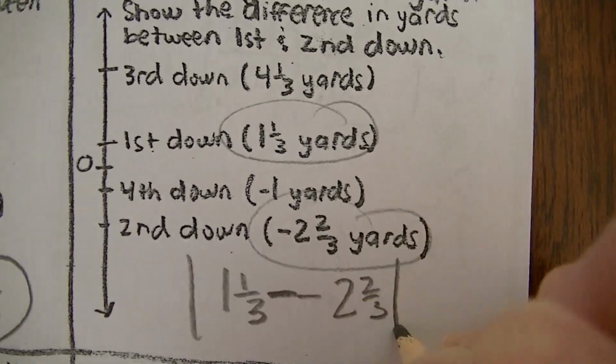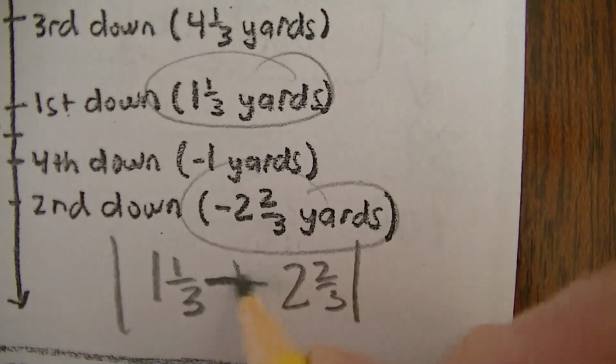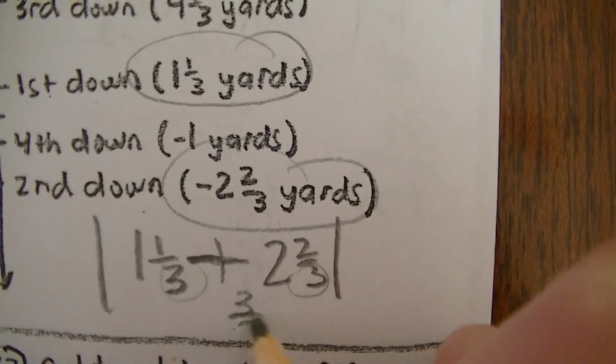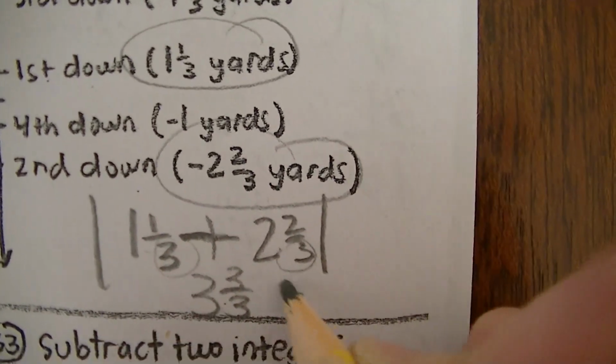Subtract them and put your absolute value signs. So minus minus really is plus, common denominators. So 1/3 plus 2/3 is 3/3. 1 plus 2 is 3. 3 and 3/3, which is 4 yards.